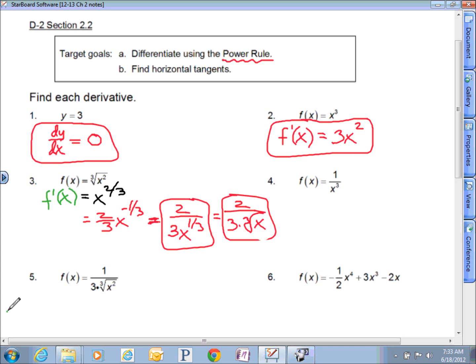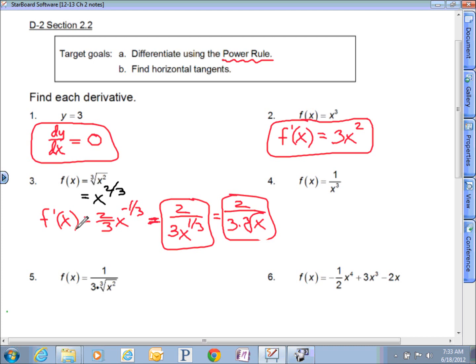This is not the derivative. This is not the derivative. It's gone. The derivative happened when we took that x to the 2/3 and we changed it. How did we change it? We differentiated it, or we took the derivative of it. So there's where you're going to put your label. And that's something that you need to get in the habit of right now.